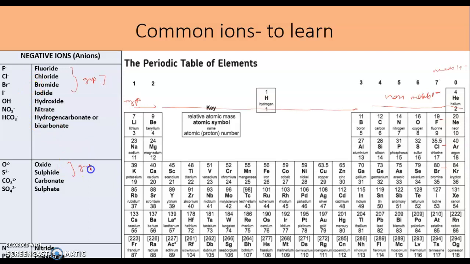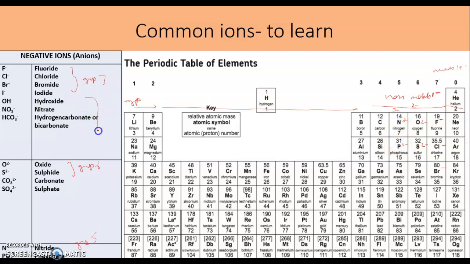Group 6 will gain 2 electrons to become 8 electrons in their last shell. So it's got O2 minus, sulfide, and then nitride here, so you've got group 5 here. Group 5 will gain 3 electrons to become 8. So this is 3 negative, N3 minus, and phosphide would be P3 minus.